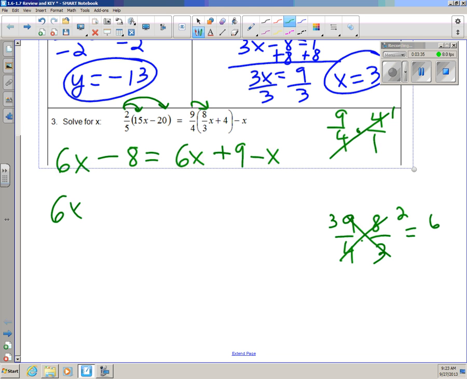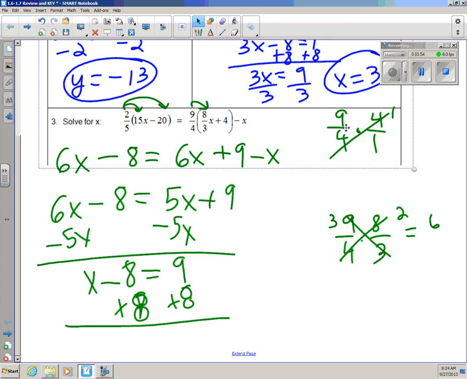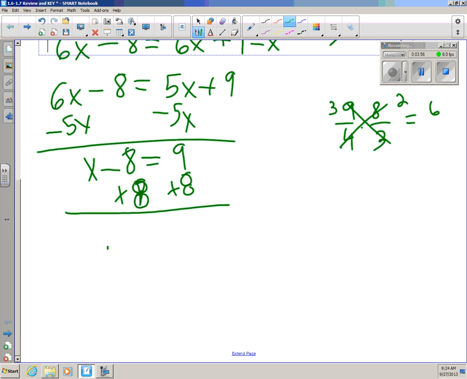But on the right-hand side, I've got a total of 5 x's, right? 6x minus x. Now I'm going to get my x's to the left, subtract 5x on both sides. x minus 8 equals 9. I'm going to add 8. I'm going to add 8. And I'm going to come down to the answer of x equals 17.